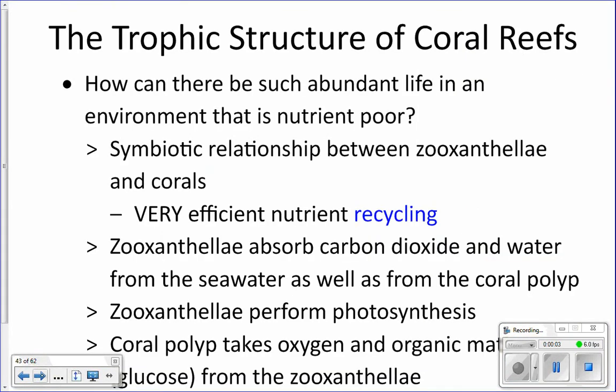All right. So today we're going to talk about the trophic structure of the coral reef, and who eats whom, and how energy gets passed up through the food chain, and how they can actually have such abundant life on a coral reef where there are so few nutrients. So you're going to have to remember some stuff from first semester.